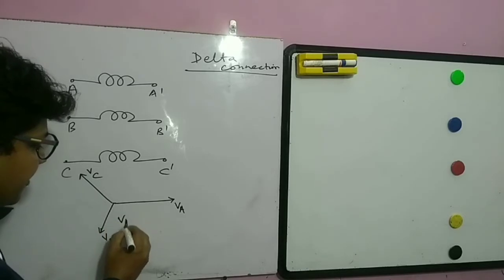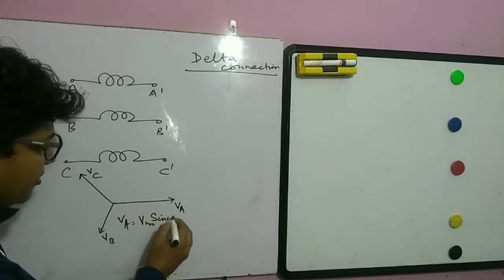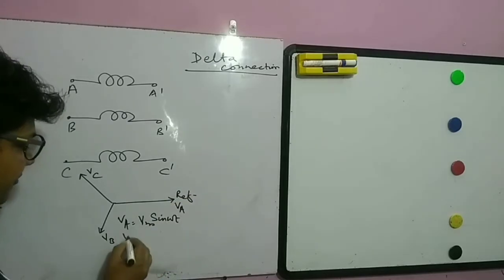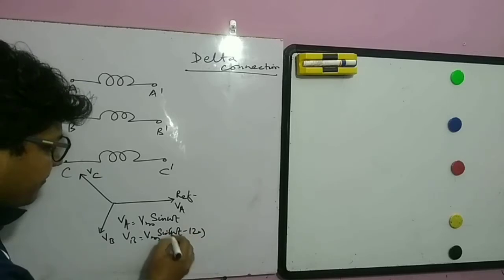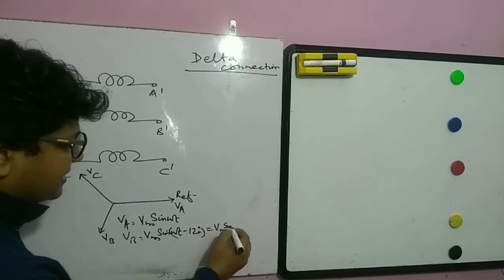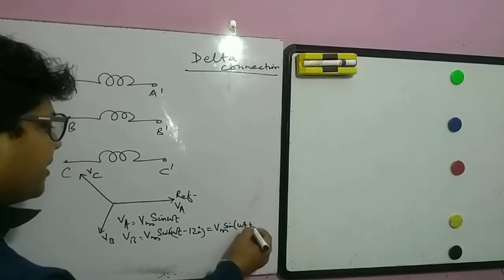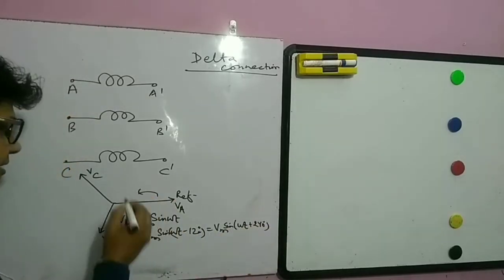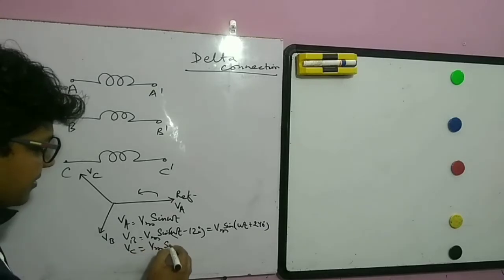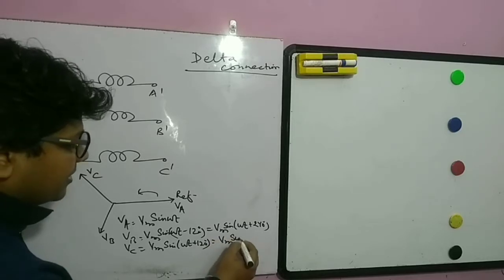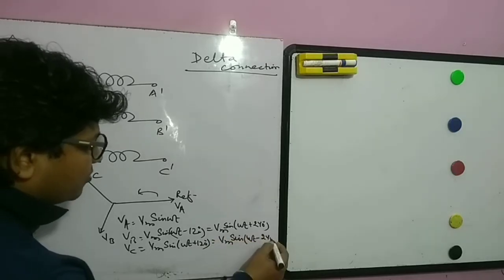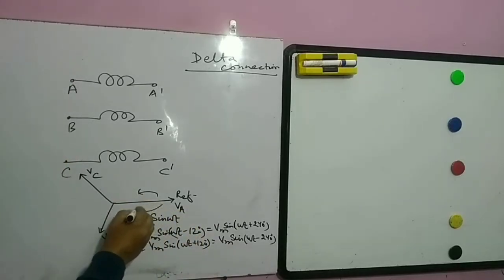So we can write VA is equal to Vm sine omega t, this is our reference phasor. VB is equal to Vm sine omega t minus 120-degree, or we can write Vm sine omega t plus 240-degree, from this side, right? So VC will be equal to Vm sine omega t plus 120-degree, or equal to Vm sine omega t minus 240-degree. If we are measuring from this side, this is negative and this is positive theta. We are talking about theta, right?